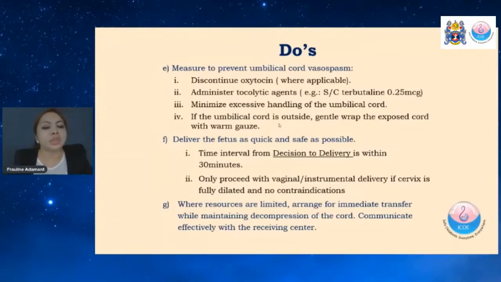The interval from the decision time to the delivery time should be within 30 minutes. You can only proceed with vaginal or instrumental delivery if the cervix is fully dilated, station 0, minus 1 or plus 1, and there are no contraindications. Okay, where resources are limited, you need to arrange for immediate transfer and maintain the decompression of the cord.